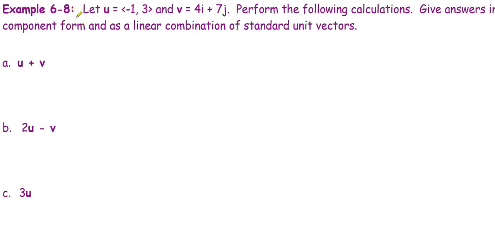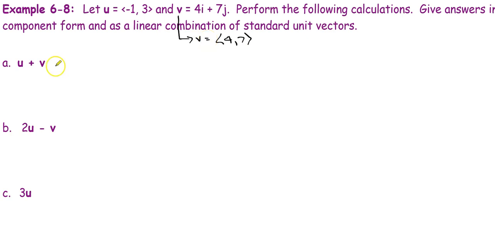All right, so if we look at a couple examples here, we've got the vector u is negative 1, 3, and vector v is 4i plus 7j. So what I would do right here is just change this into its component form. I find it easier to work with vectors in component form, so when I'm given a vector in the linear combination form, I usually just rewrite it. So we're going to perform the calculations and give our answers in the linear combination form and the component form.